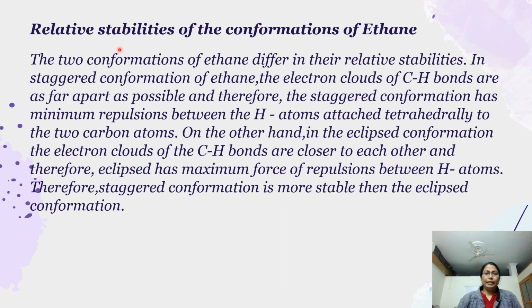Let us start with the relative stability of the conformations of ethane. The two conformations of ethane differ in their relative stability. In staggered conformation of ethane, the electron clouds of the CH bonds are as far apart as possible. यानी अगर हम स्टैगर्ड कन्फॉर्मेशन इथेन की देखते हैं तो उसमें जो CH बॉन्ड के इलेक्ट्रॉन क्लाउड हैं वो एक दूसरे से बहुत दूर होते हैं. The staggered conformation has minimum repulsion between the hydrogen atoms attached tetrahedrally to the two carbon atoms.